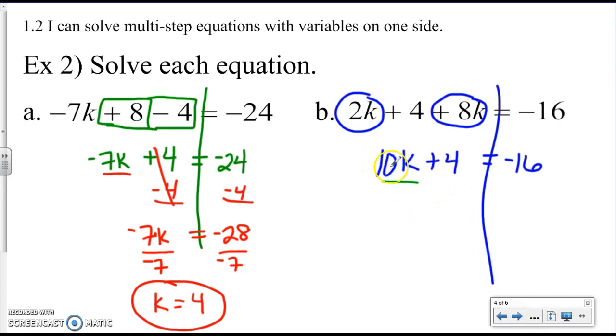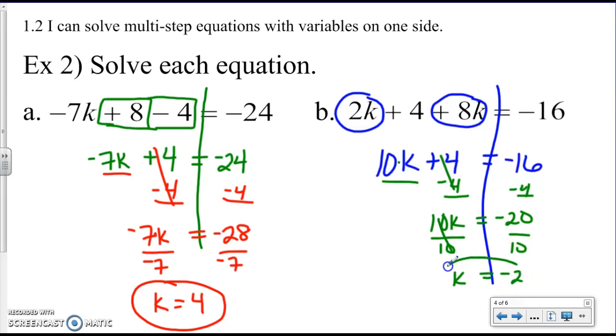So since my 10 and k are right next to each other, I need to do minus 4 first on both sides. So I get 10k equals, and when I combine those together, I get negative 20. Last step, since they're right next to each other, I need to cancel that 10 by dividing by 10 on both sides. So if I divide by 10 on both sides, negative 20 divided by 10 is negative 2.